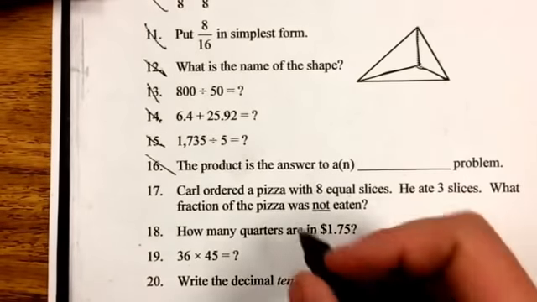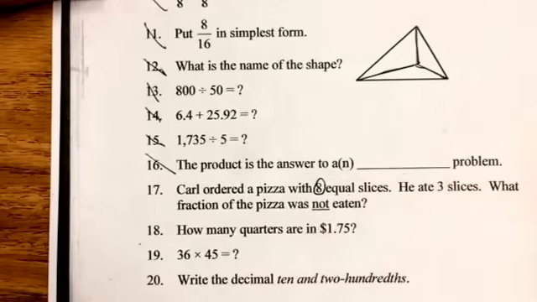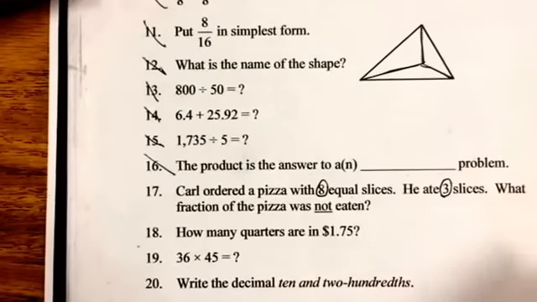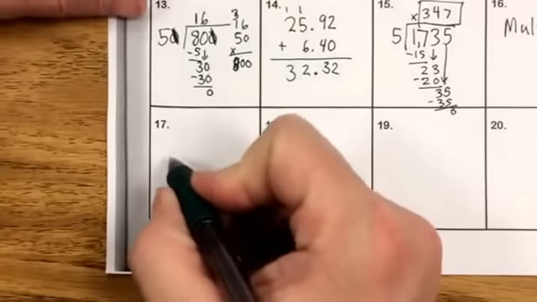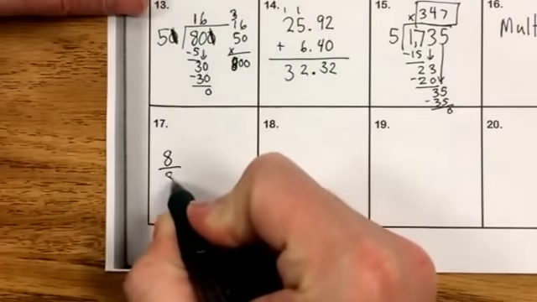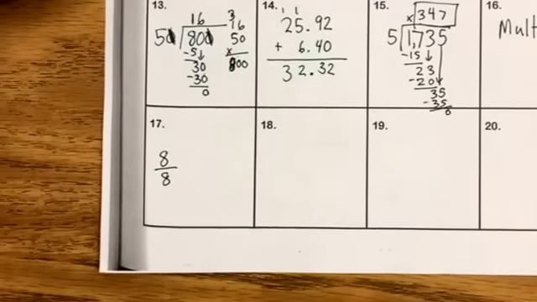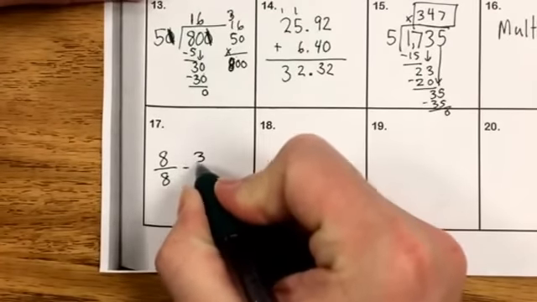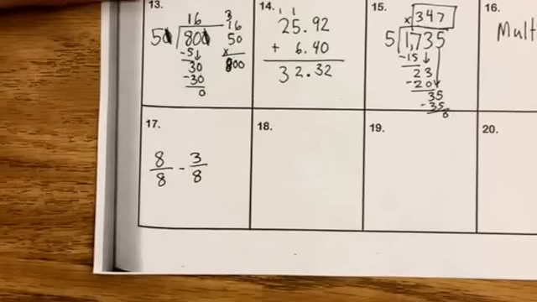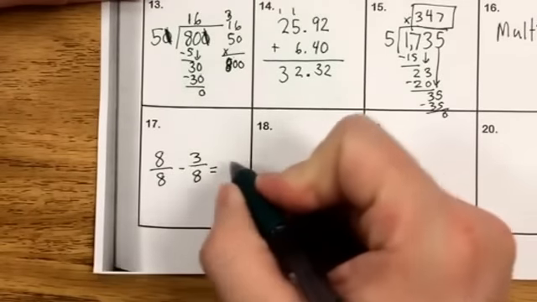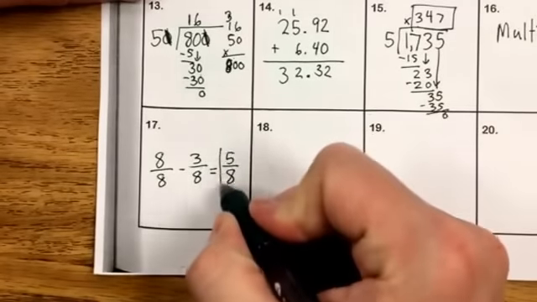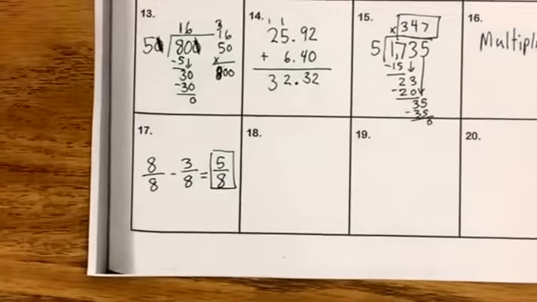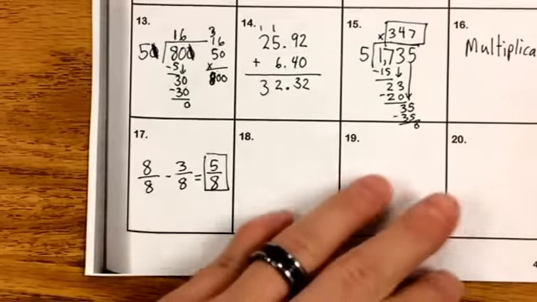Carl ordered a pizza with 8 equal slices. He ate 3 slices. What fraction of the pizza was not eaten? Okay, well, if we know that there is 8 out of 8 total pieces when we started to eat the pizza, then Carl ate 3 out of 8, or 3/8 of the pizza. 8 minus 3 is 5. And the 8 is going to come across because your whole does not change. So there is 5/8 of the pizza left. There's 5/8, or 5 out of 8 pieces left.